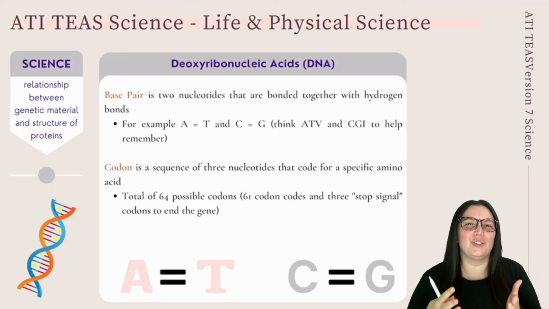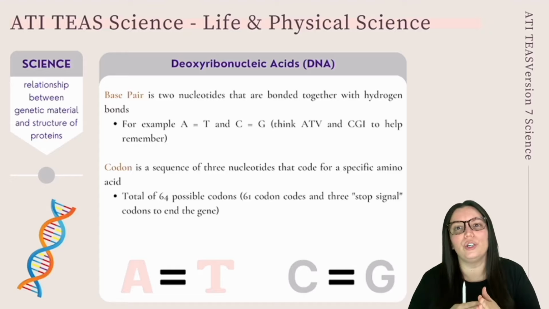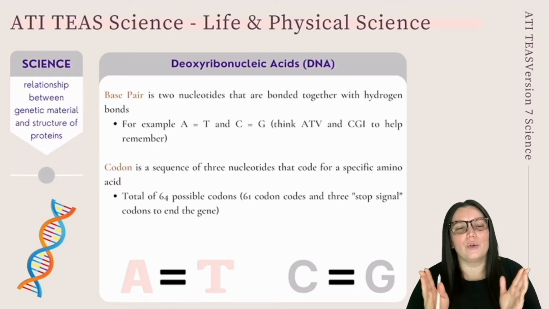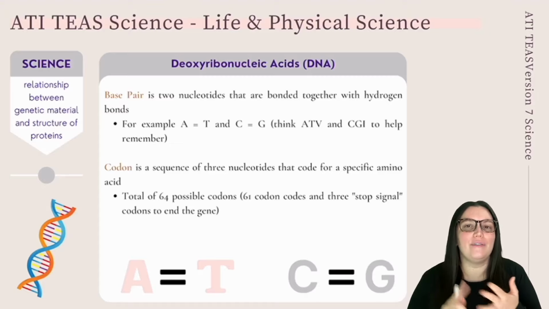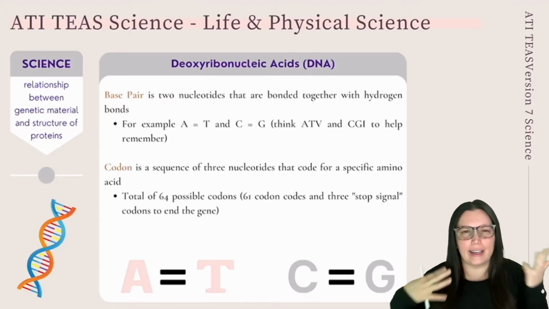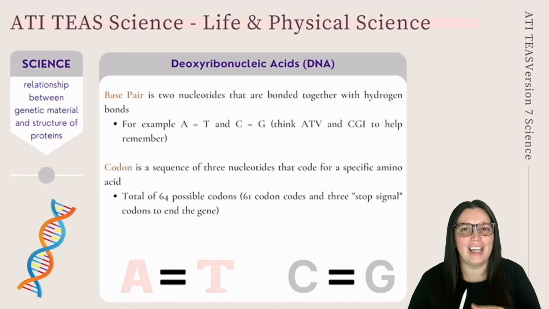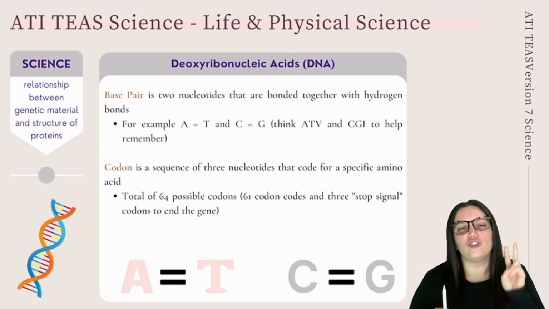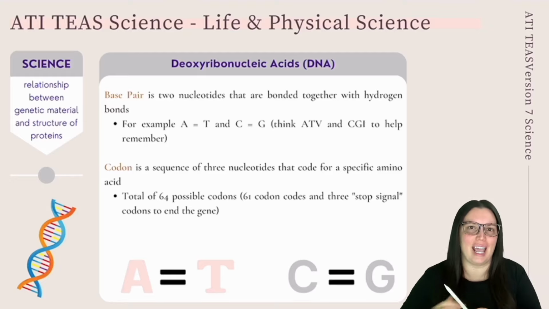So when we're taking a closer look at base pairs, we're looking at two nucleotides that are bonded together. So for example, A bonds with T and C bonds with G. So a good way that I remember this is ATV and CGI. That's kind of how I help remember which ones bond with which. These complementary bases are linked by hydrogen bonds that pair up to hold the two strands of DNA together. The double helix structure of DNA is very important because it allows for replication. Replication is the process of making two identical copies of DNA.